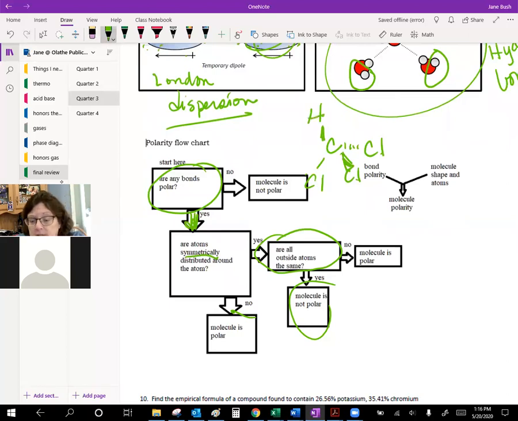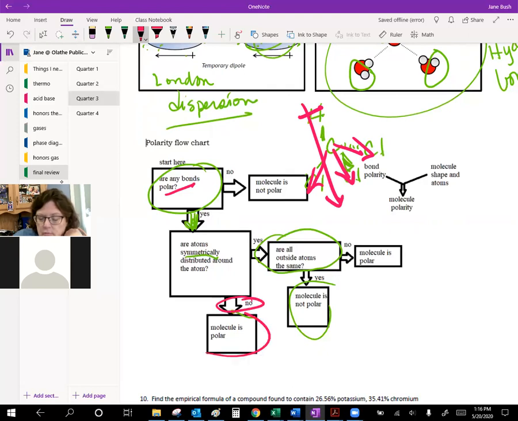hydrogen has a lower electronegativity than carbon and a way lower electronegativity than chlorine. So we're going to have a pull in these three directions. So our overall pull is going to be like that. So do we have any polar bonds? Yes. Are they symmetrical? No, they're not symmetrical. We have a polar molecule.